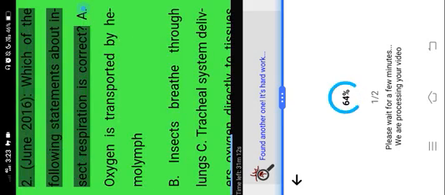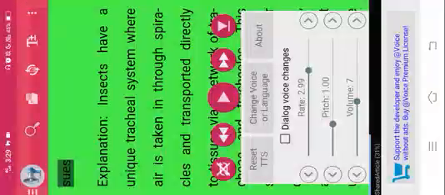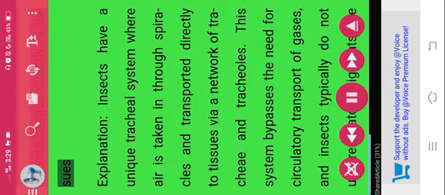2. June 2016. Which of the following statements about insect respiration is correct? A. Oxygen is transported by hemolymph. B. Insects breathe through lungs. C. Tracheal system delivers oxygen directly to tissues. D. Gills are used for gas exchange. Answer: C. Tracheal system delivers oxygen directly to tissues.